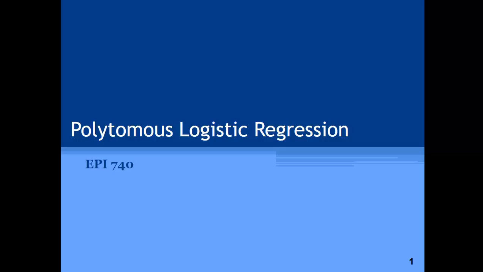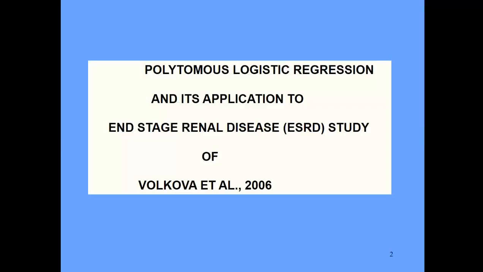So Polytomous Logistic Regression, what is that all about? Well, first of all, I'm going to use it in the context of an example. There was a PhD student in our department, Anetka Volkova, and she did a study about end-stage renal disease, ESRD. What's that? That's when people have a big, serious kidney problem. The kidneys aren't functioning, and what happens if you have that? You typically go for dialysis, right? And it's not fun, okay, if you're in that situation. So it's a study in end-stage renal disease.